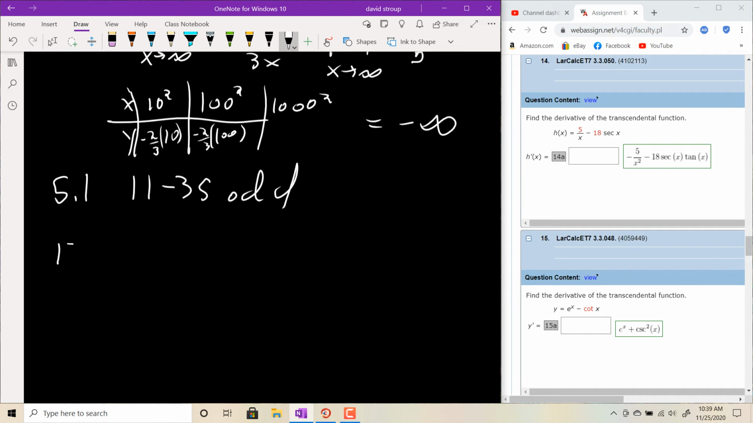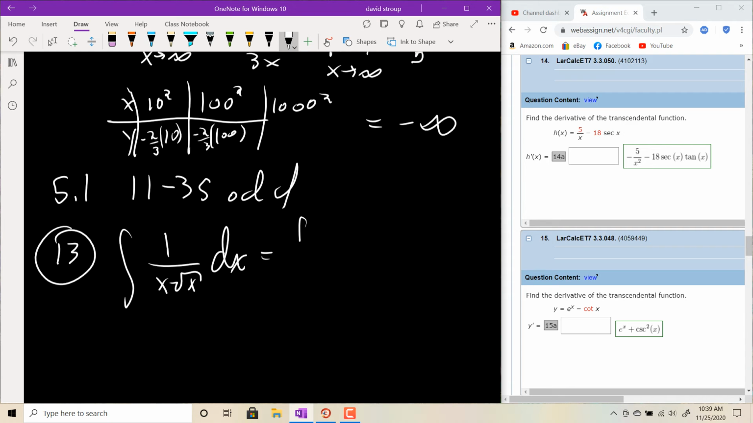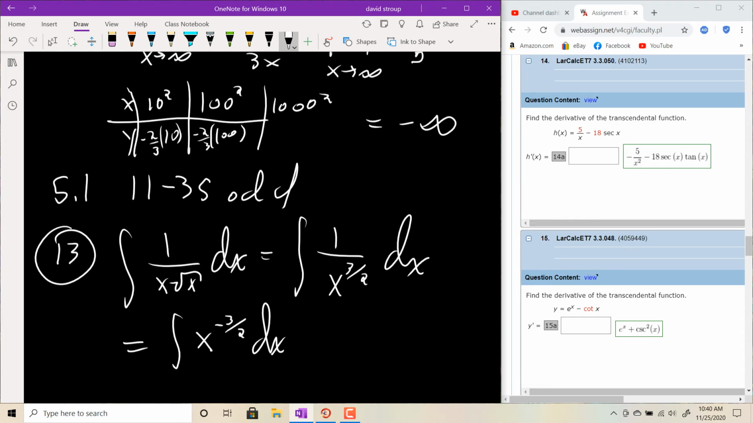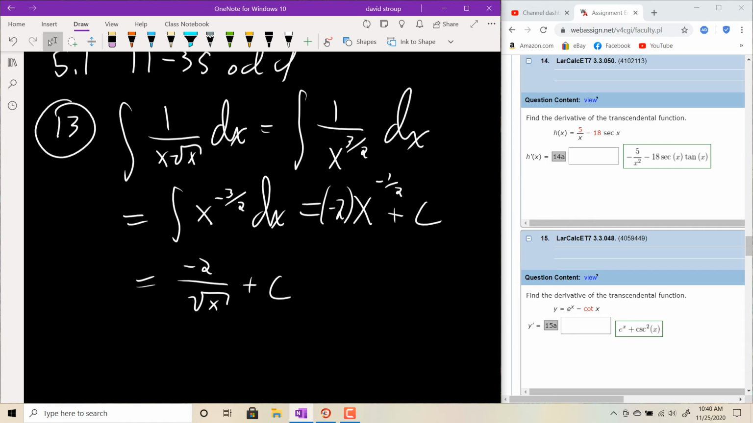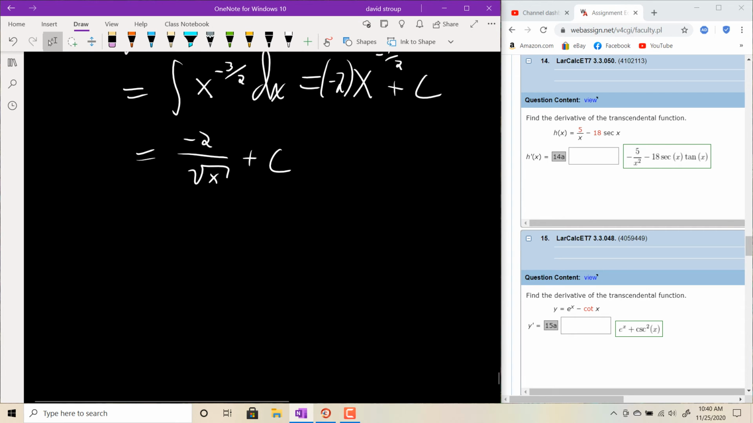So like number 13, the integral of 1 over x square root of x dx. You could rewrite that as 1 all over x to the 1 times x to the 1/2, which is x to the 3/2. And then you could rewrite that and use the power rule. Okay. So you add 1 to the old exponent, negative 3/2 plus 2/2 is negative 1/2, and then multiply by its reciprocal. It's negative 2 plus c. And if you want, you rewrite it as negative 2 over square root x plus c. So any variation on that theme you should be able to handle.